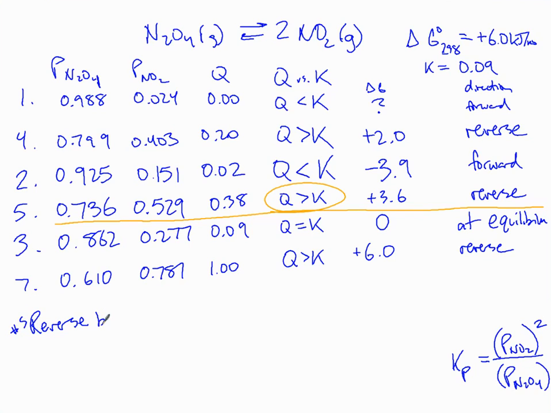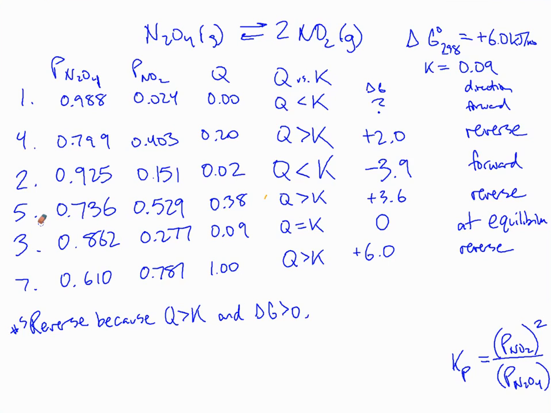Number 5, reverse, because Q is greater than K. And we also know that delta G is positive. These two things tell us the reverse reaction is thermodynamically favorable. Next one.